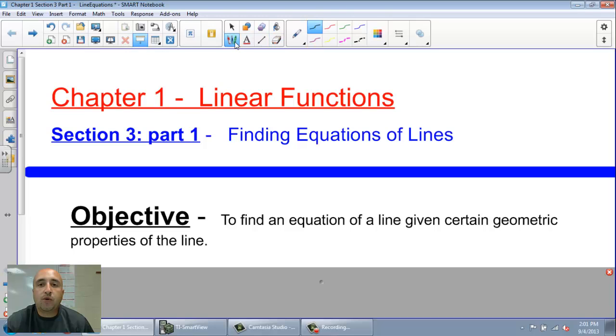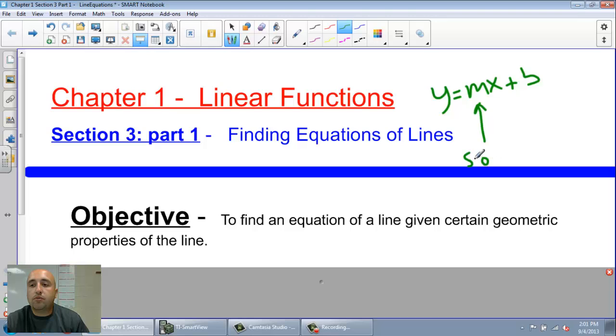The equation that we're going to use for this section and the next section is y equals mx plus b. So we're going to do slope-intercept form. And remember that m stands for slope and b stands for the y-intercept. So all of our equations are going to be y equals mx plus b.